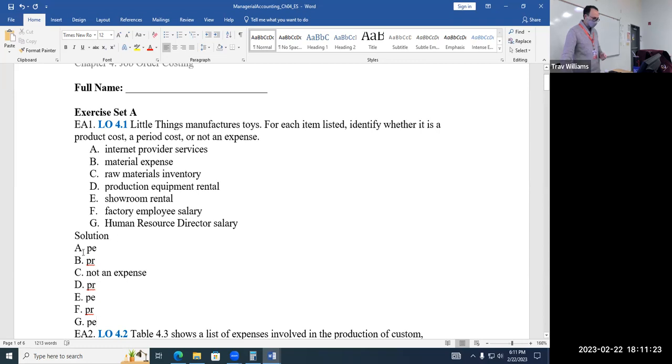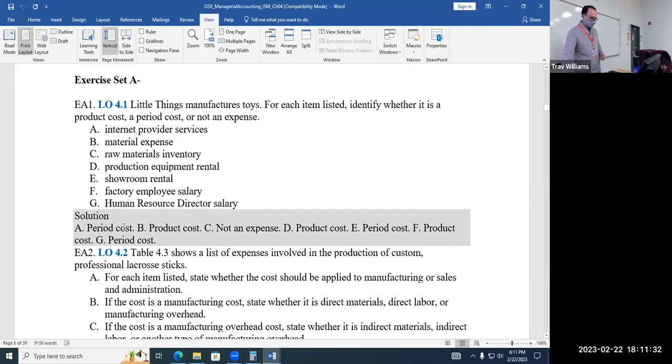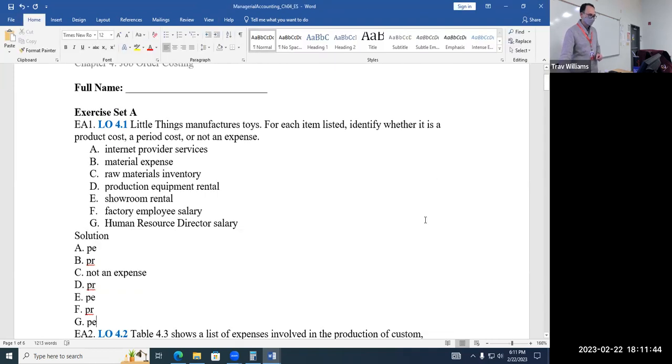All right, so we had A, E, and G that were period costs. C was not an expense. B, D, and F were product. Okay, any questions?